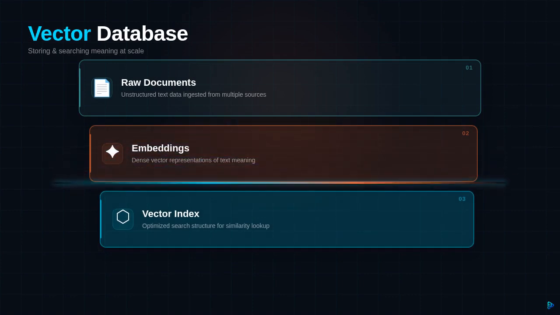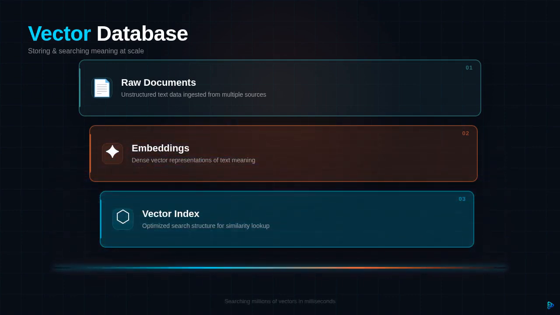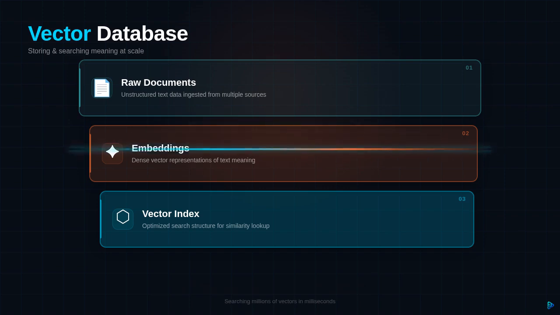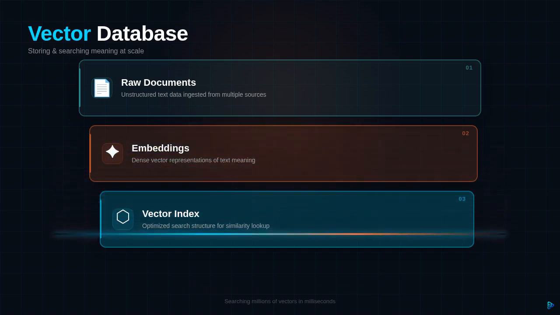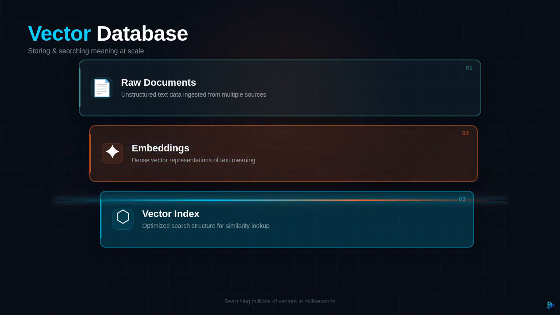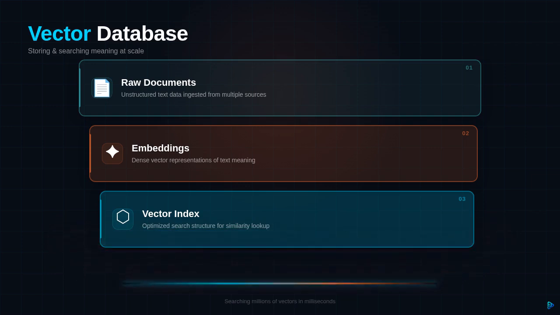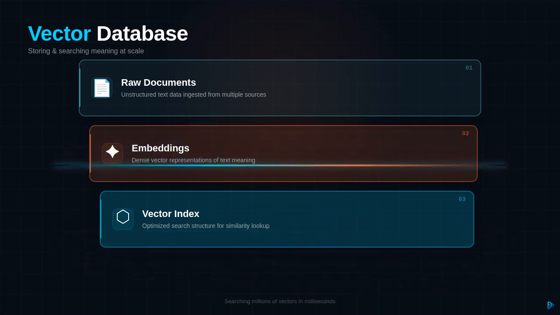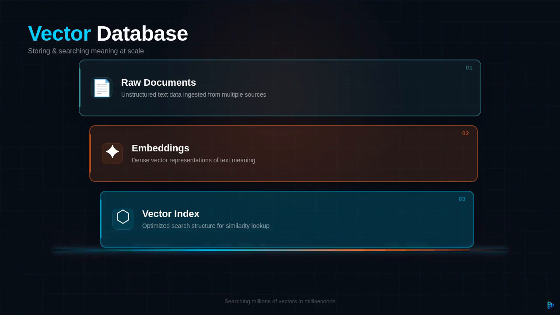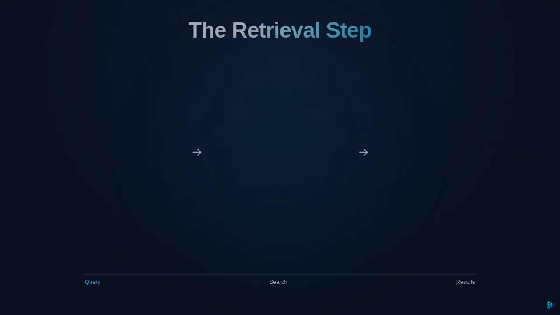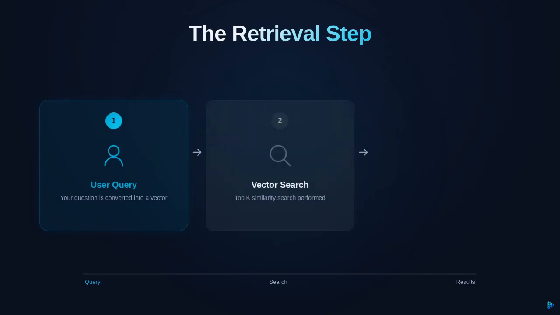Once we have our embeddings, we need a home for them. This is the vector database. Unlike a traditional database that looks for exact words, this database looks for neighborhoods of meaning. It allows us to search through millions of documents in milliseconds to find the exact chunks of text that answer our query.